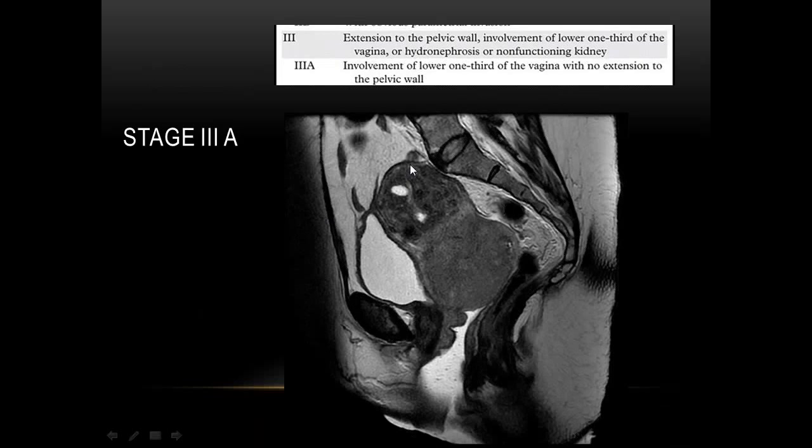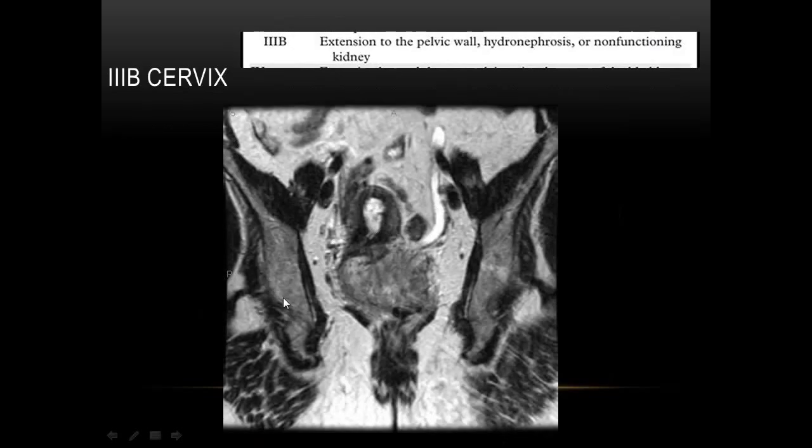This is an example of stage 3A. There is involvement of the lower third of the vagina with no extension to the pelvic wall, again below the base, lower third of the vagina. This is an example of stage 3B, where there's an extension to the pelvic wall or it's causing hydronephrosis. You can see this left ureter is dilated due to the cervical cancer.